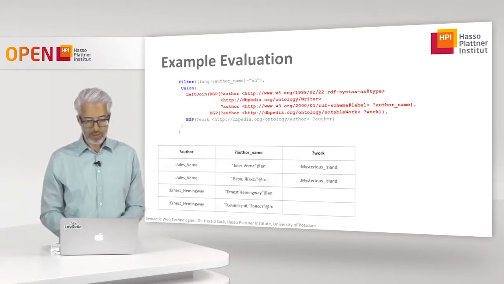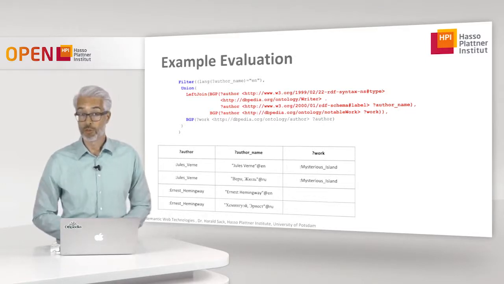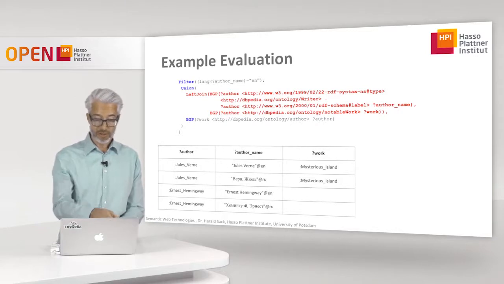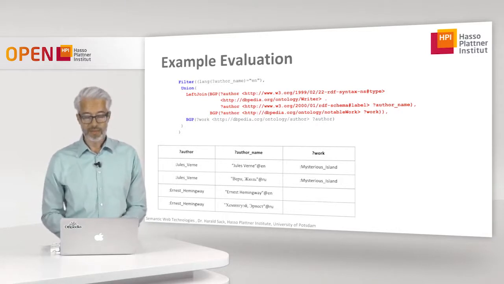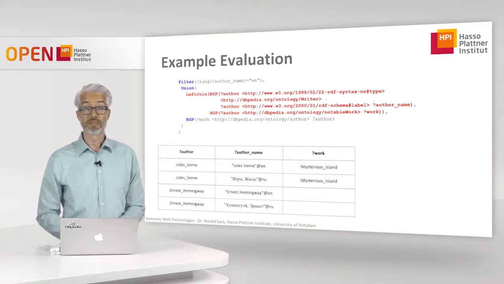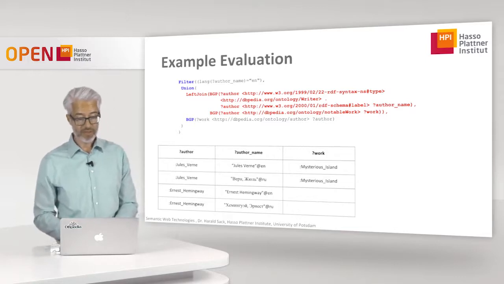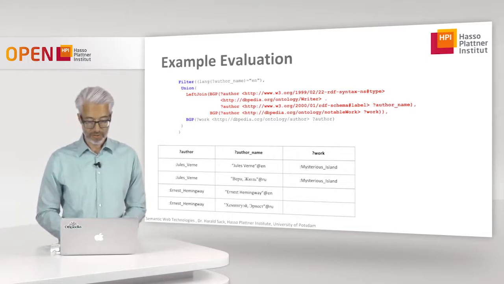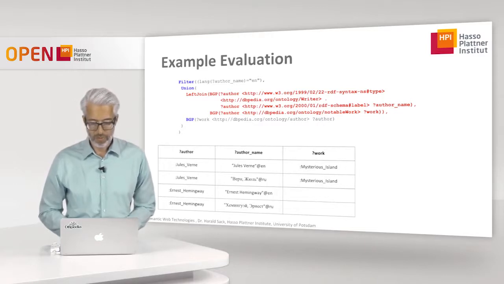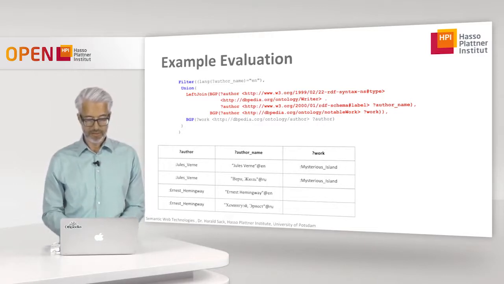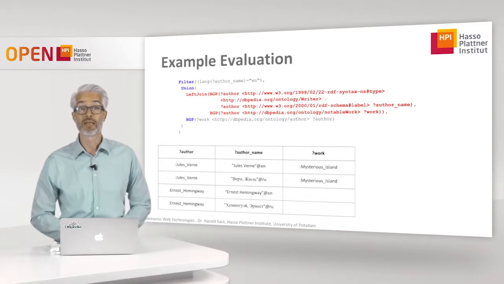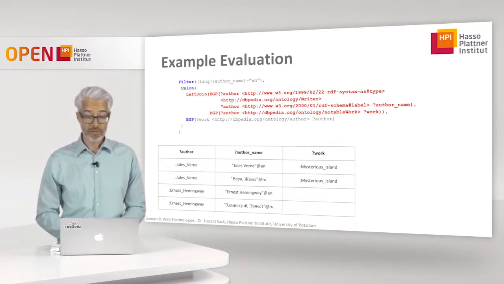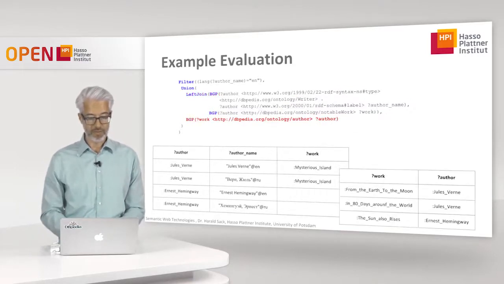What we have here, of course, is author and author name, and we only have a notable work for Jules Verne. So for Jules Verne, we complement in the column work Mysterious Island, twice: for both the English author name and also for the Russian author name. So you see we have again 4 mappings for the 3 variables, and this is the next intermediate result. And we can continue to evaluate our SPARQL query.